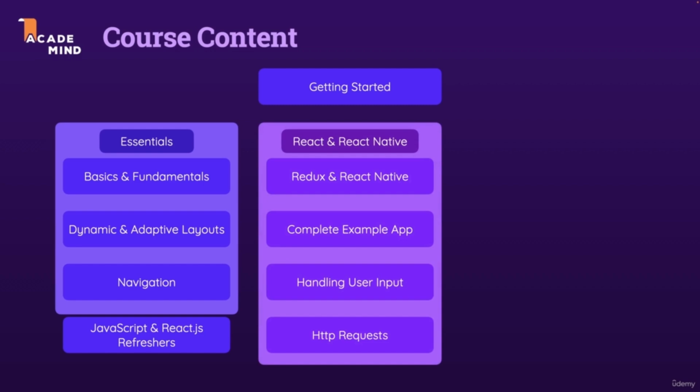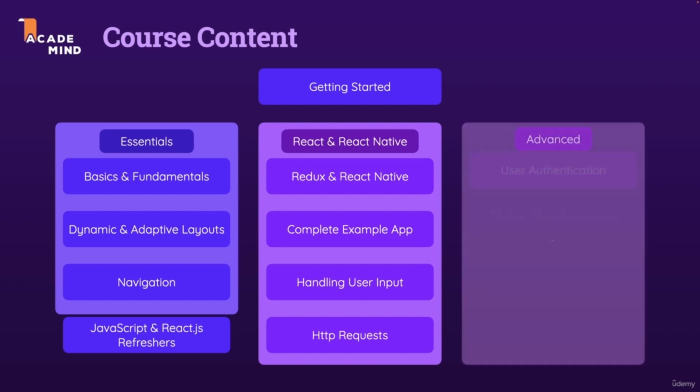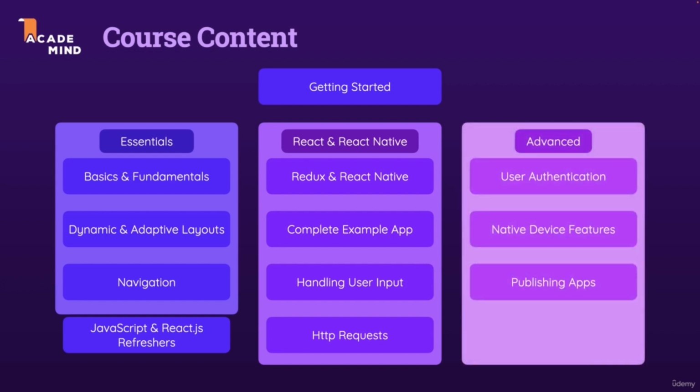For example, how we can use the Context API or Redux with React Native. We're going to build a complete example app from the ground up to practice all these things we learned up to this point. We will learn how to handle user input and send HTTP requests, and all these things, again, by building multiple realistic apps. And we're also going to dive into more advanced course sections throughout this course.